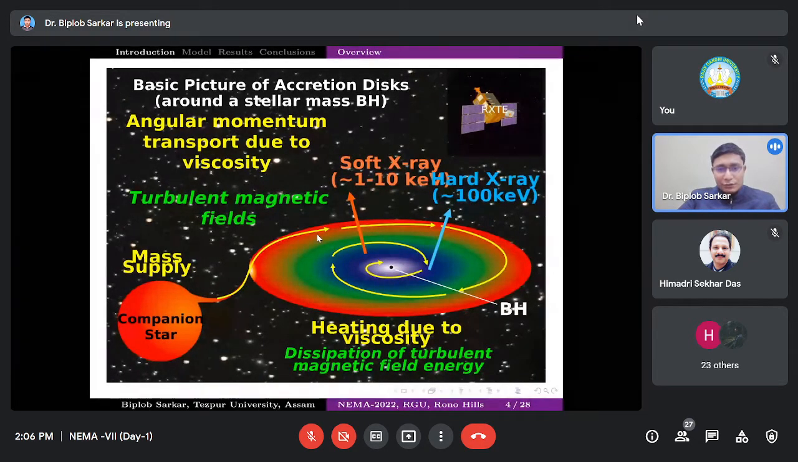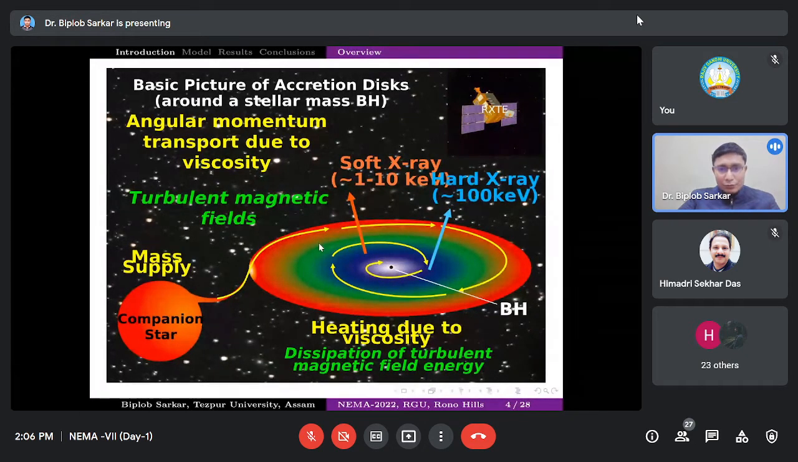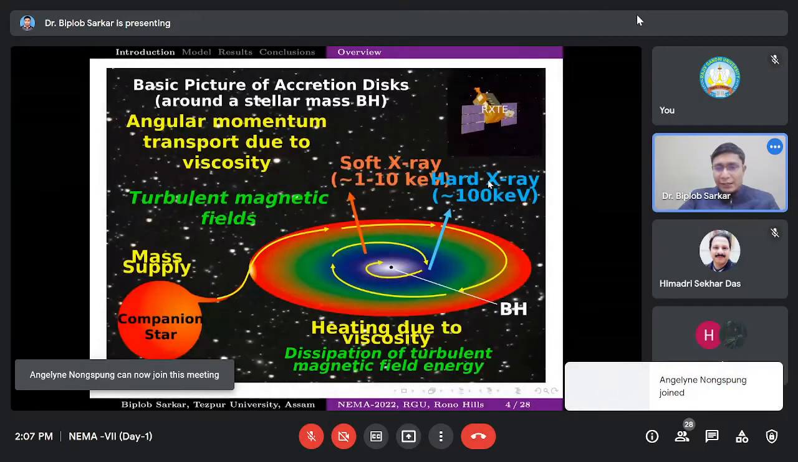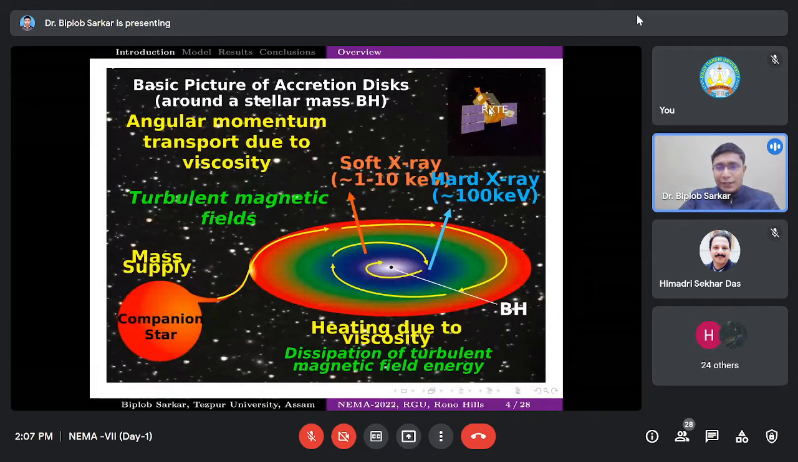Also, the viscous dissipation can cause heating of the accretion disk, and the disk can also cool down due to various radiative processes. We can observe these radiations from the stellar mass accreting black hole in the form of X-rays, which can be soft X-rays as well as hard X-rays. These X-ray radiations are regularly observed from space-based satellites like AstroSat, NuSTAR, RXTE, XMM-Newton, etc.